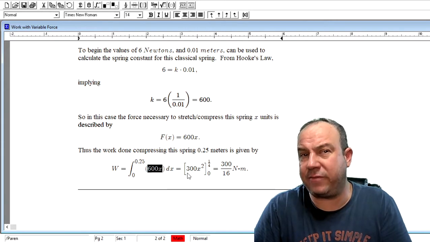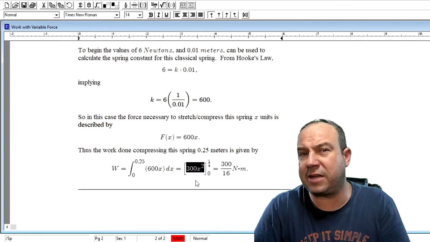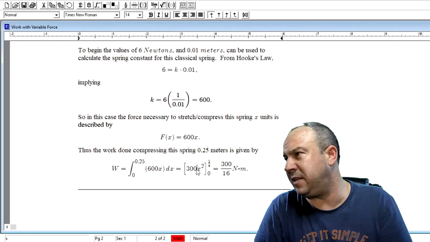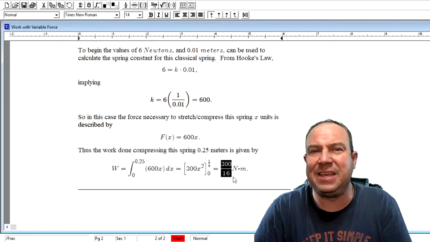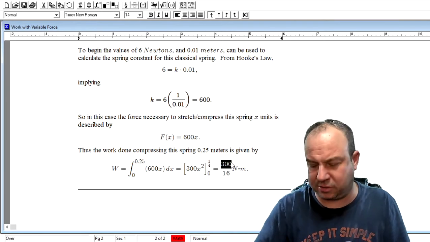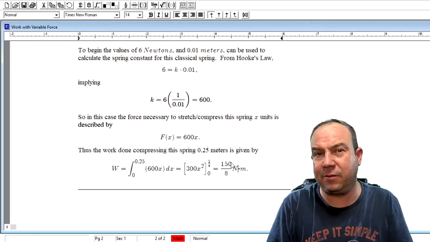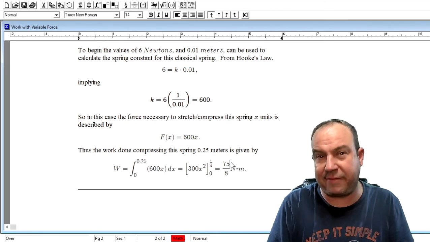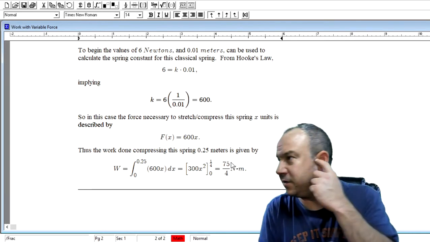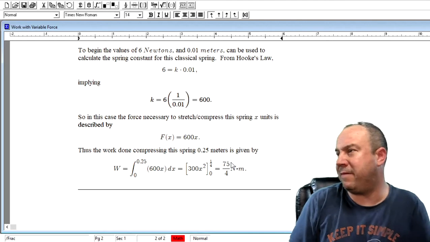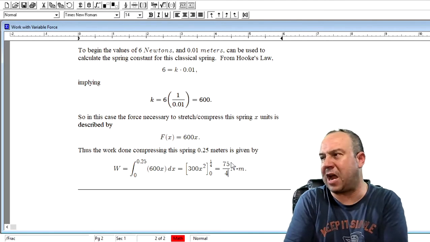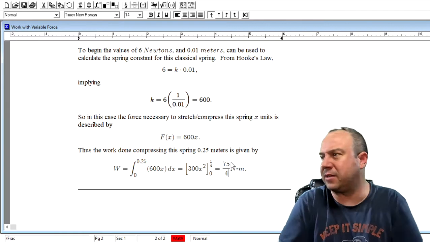The antiderivative of 600x bumps the x up to 2, and we divide by 2, and we get 300. So it's 300x squared. 300 we could factor out as a constant multiple, but we evaluate x squared from 0 to 1/4, and that's just 1/16 in value. So 300 times a 16th is 300/16 newton meters. And actually, we can start to reduce that. That'd be 150/8, right? We can even go further than that. That's 75/4 newton meters in value, if we want to make sure we simplify our fractions. All right? Good practice there, folks.